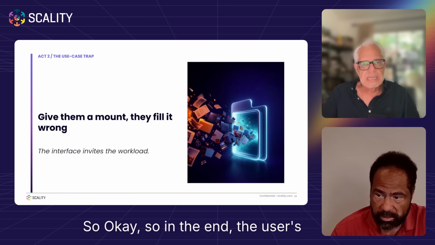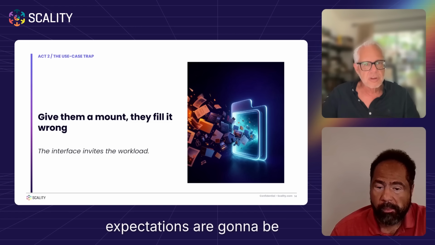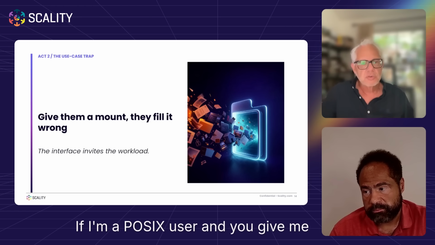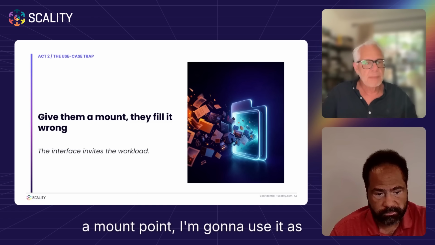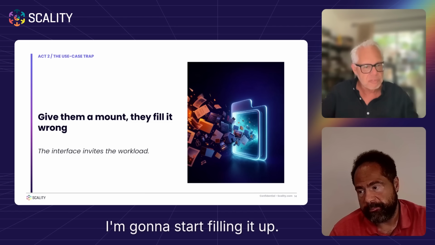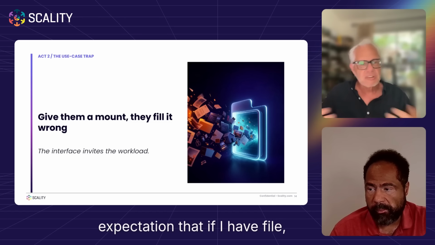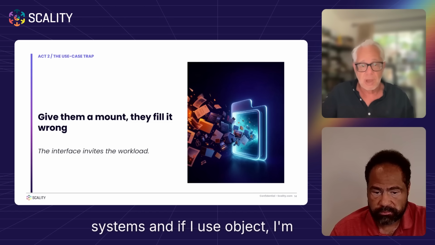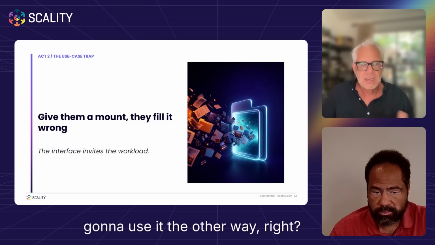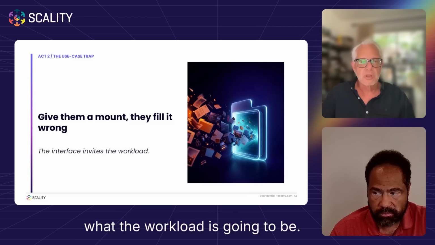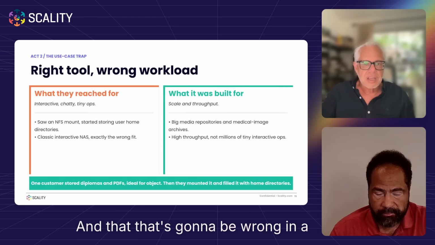Okay, so in the end, the user's expectations are really constant, right? If I'm a POSIX user and you give me a mount point, I'm going to use it as if it's a normal NAS or file system. I'm going to start filling it up. So it's this expectation that if I have file, I'm going to use it as I use file systems, and if I use object, I'm going to use it the other way. It's what it says here: the interface presumes what the workload is going to be, and that's going to be wrong in a lot of cases, isn't it?